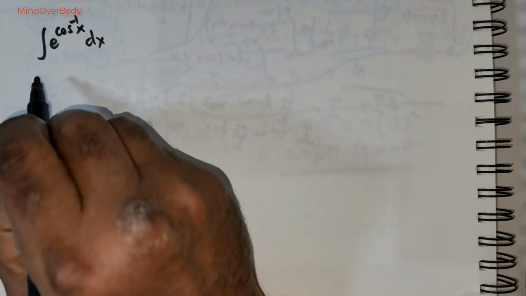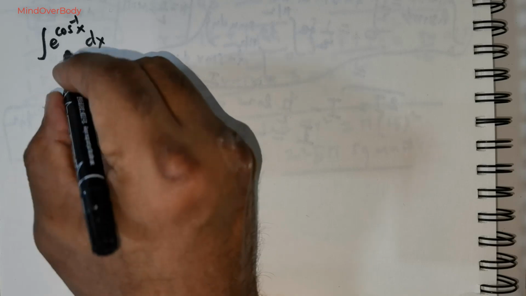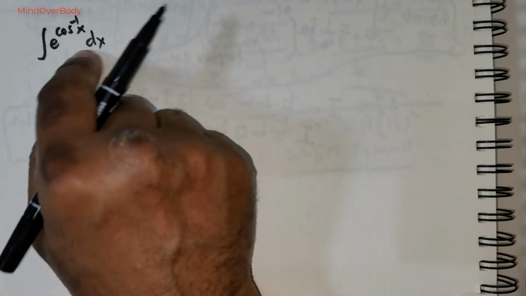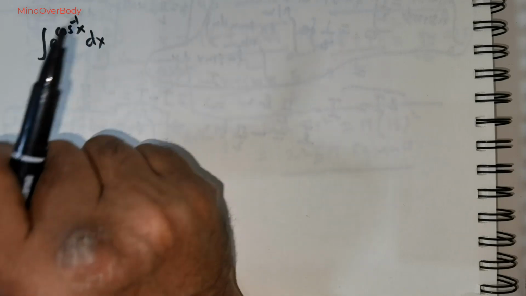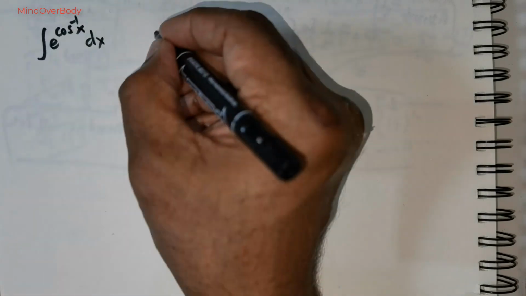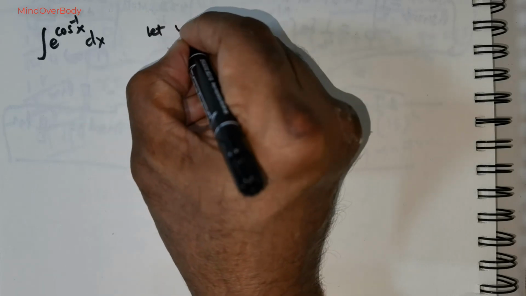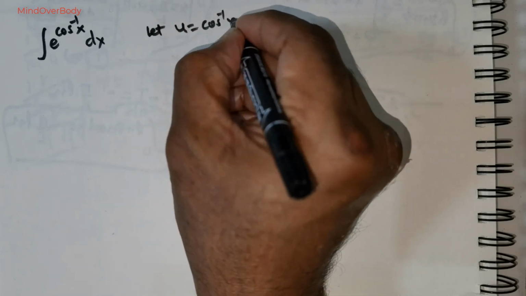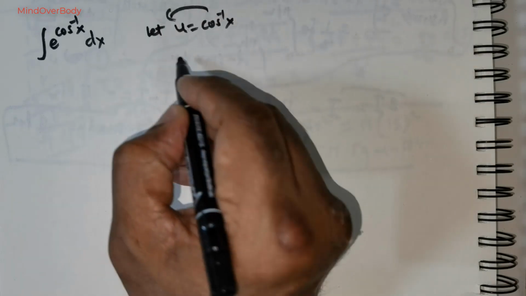Good day everybody. We have a beautiful integral: e raised to the power of cos inverse of x times dx. This is an MIT integration bee question. First, I would like to make a u substitution. Let me take u to be equal to cos inverse of x. I can move cos inverse to the left.